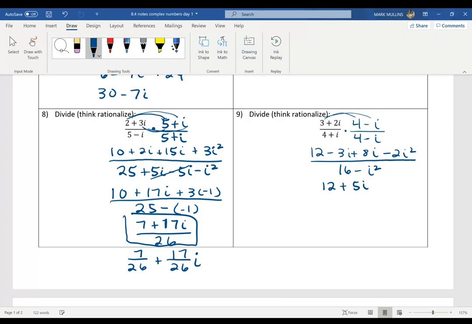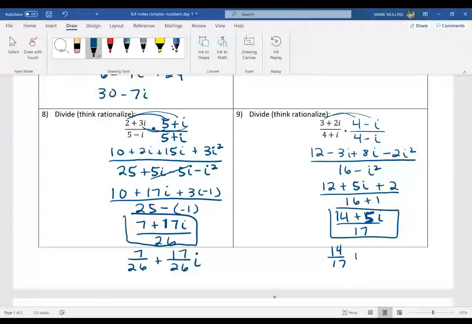And I already know, I'm kind of showing work in here how I would normally show work, that i squared is a -1, so it's going to change the sign. Instead of a -2, I will have a plus. And this is over 16 plus 1. Remember, i squared is -1. So I'll have 14 plus 5i over 17. And you can stop there. Or we could write 14/17 plus 5/17 i.